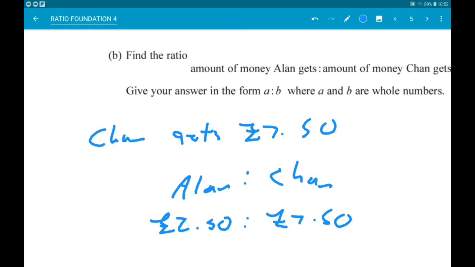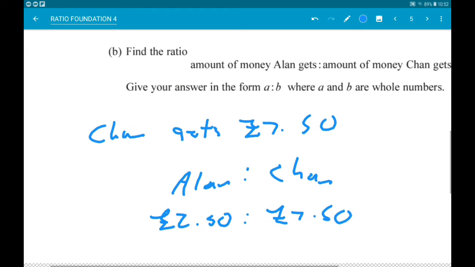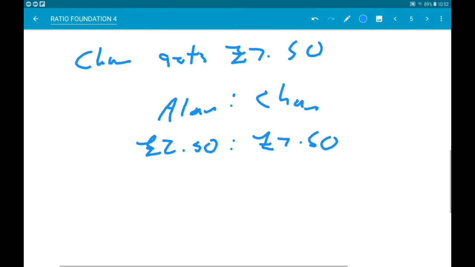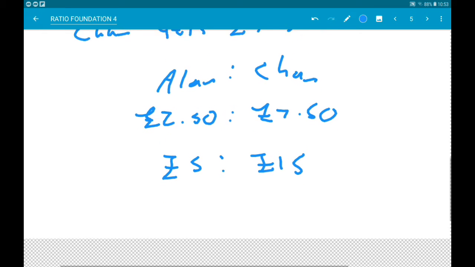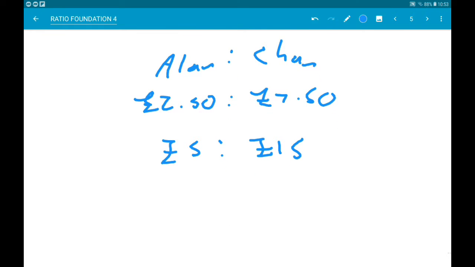Now, that is the ratio, but it's not in the form where we have whole numbers. So if we multiply both sides by 2, we get £5 to £15, which then has a common factor of 5, which we can divide out. So we get £1 to £3.